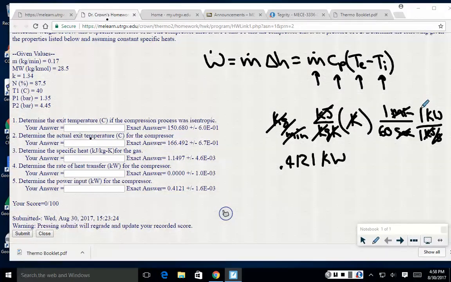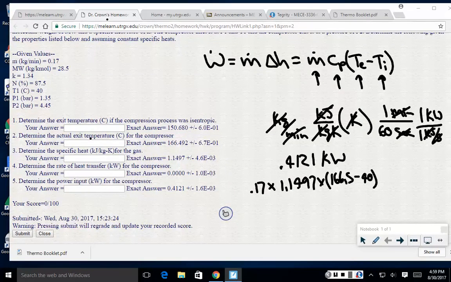or approximately 0.17 times the specific heat, which is 1.1497, times 166.5 minus 40, and then times 1 over 60.